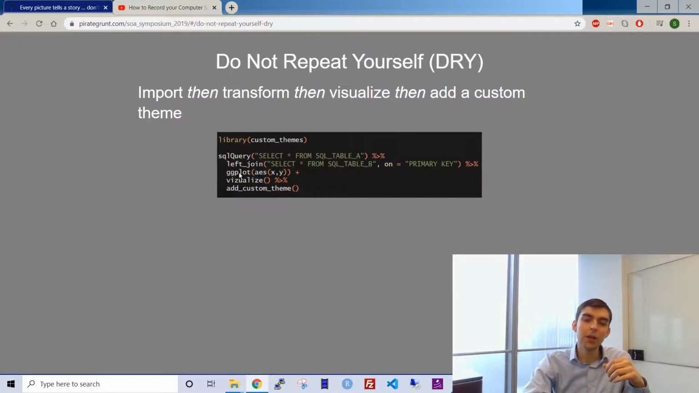Then you can create some visualization. ggplot2 in R has tools for doing that. And then you can tack on a custom theme. So this is doing all of those steps that Hadley Wickham talked about in just a few lines of code. This is what's possible when you create your own custom libraries.